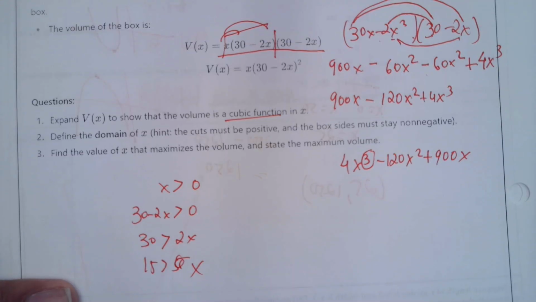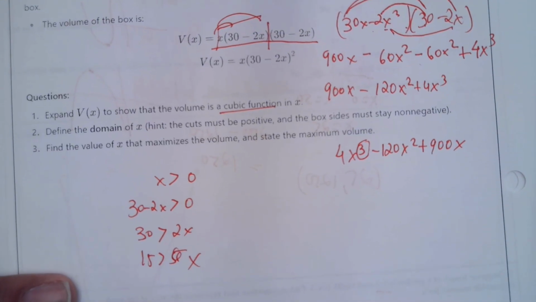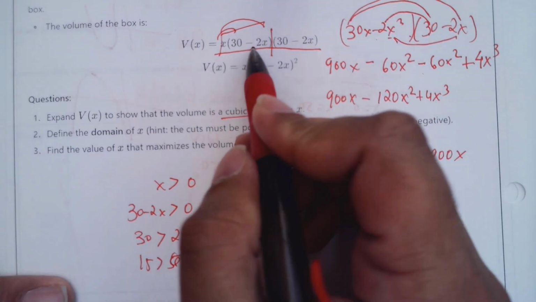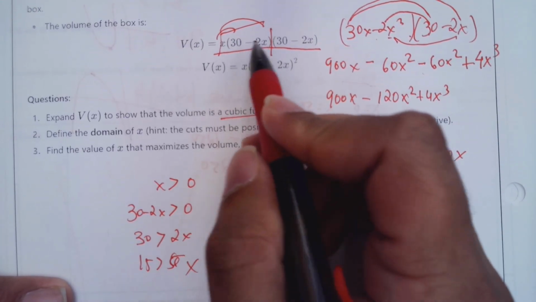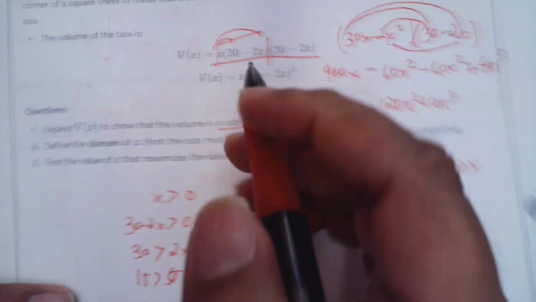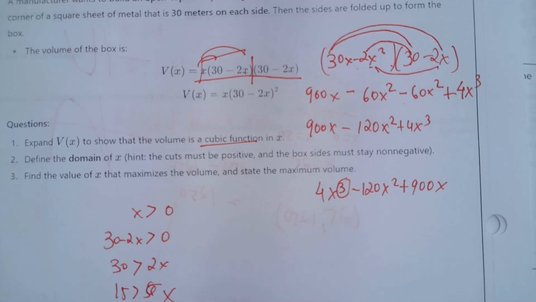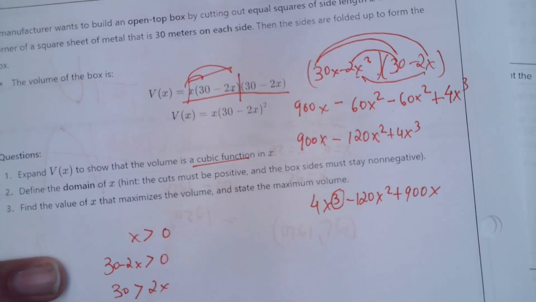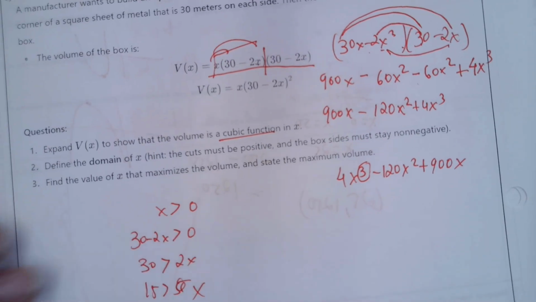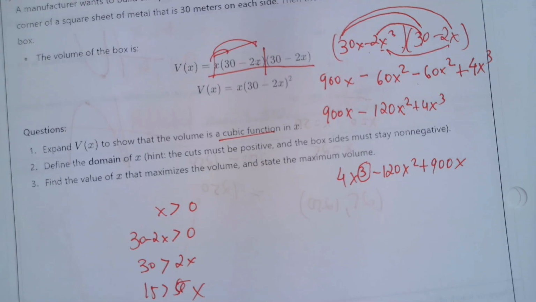Because here we are subtracting 2x. If you put a higher number, let's say 16 here, 16 times 2 is 32. 30 minus 32 is negative 2. You cannot have a negative, right? So the only thing that makes sense is x has to be less than 15. 14 makes sense, 13 makes sense, and so on. But greater than 0, right? So between 0 and 14.